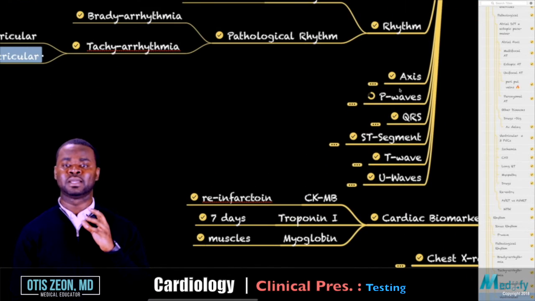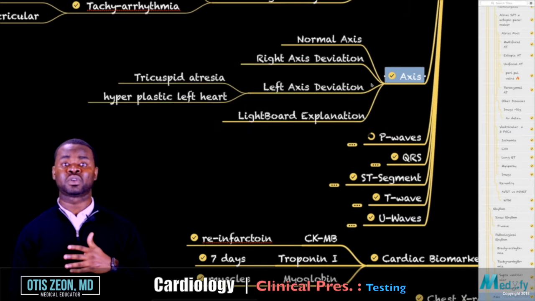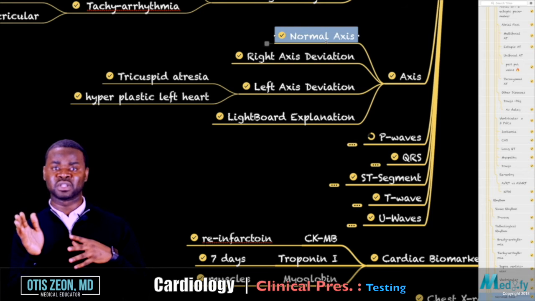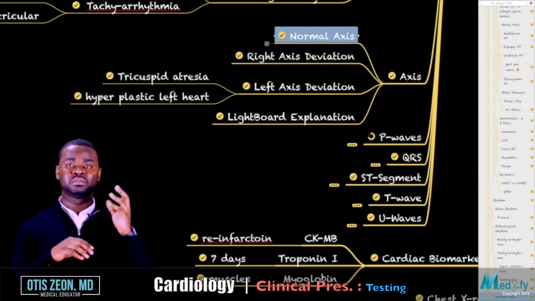We'll continue, we say axis. The axis, you want to know if this is a right axis deviation or a left axis deviation. People get so bogged down into the definition of right axis deviation, the M versus the W, the William, this and that.